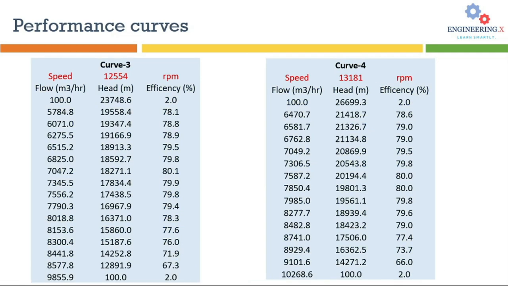Now this is the data for the third curve and the fourth curve. The maximum speed at which the compressor is going to run is 13,181 RPM. So these are the four performance curves of this compressor that we are going to simulate in HYSYS. I hope you already noted the data. Just pause the video for some seconds and note it down.